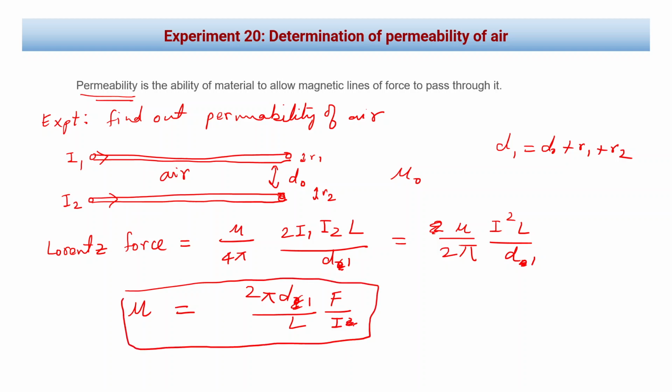This is I square. This thing is a constant, so in this experiment we need to measure the force and measure the current, and when we plot force versus I square, we will get a linear graph. From the slope we can find out mu. So this is the working formula for this experiment, and you can understand the experiment from the lectures. And here again we will further focus on doing this previous year assignment problem.